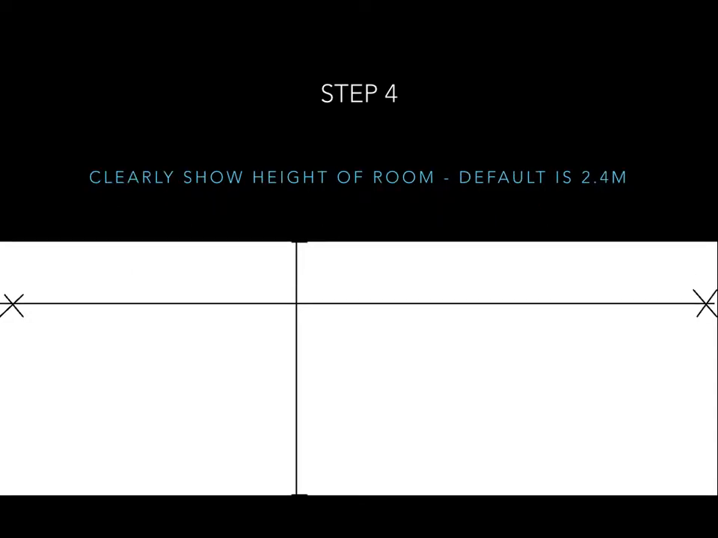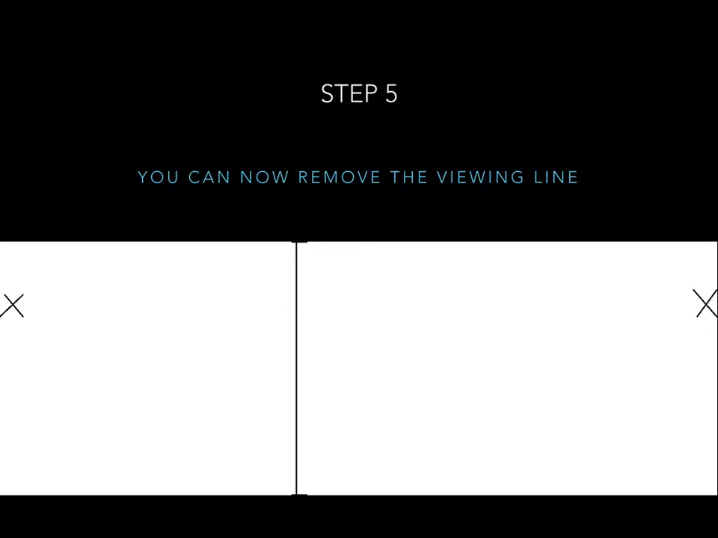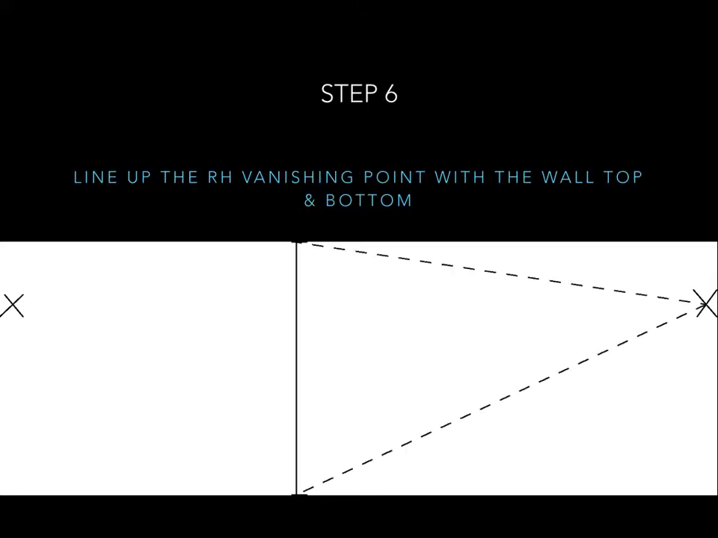And again, we just emphasize, make sure that you've marked off the height of the room, which is 2.4 meters or whatever you want. We can now get rid of the horizon line, what I call the viewing line, and just leave the corner of the room and the vanishing points. As before, we need to find the walls. So we line up the vanishing point, in this case on the right hand side, with the corner of the room. Line up vanishing point with the corner of the room.